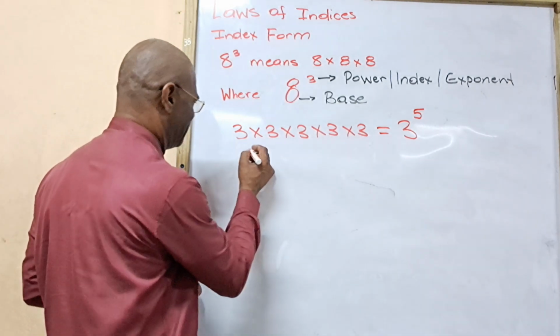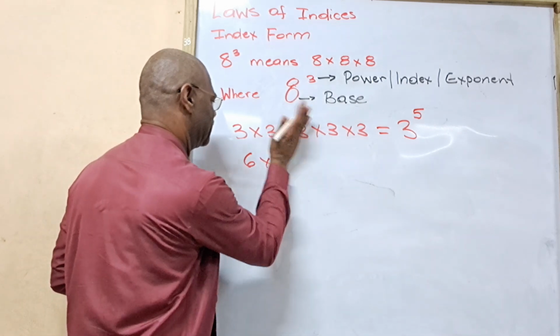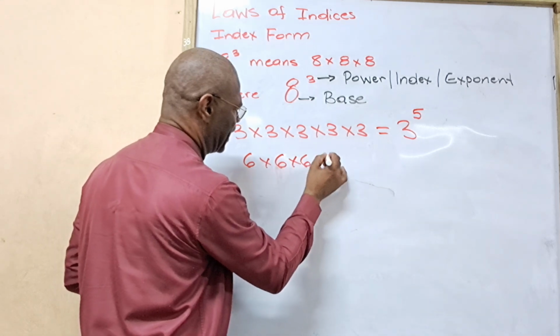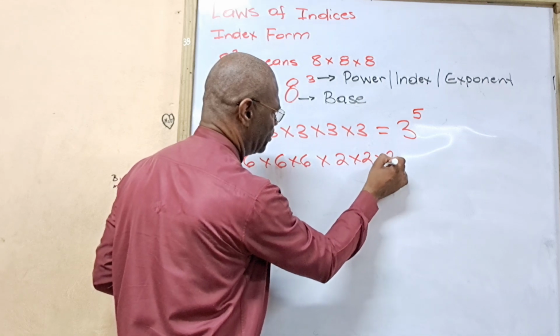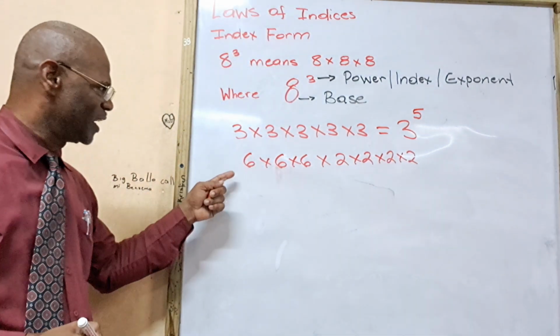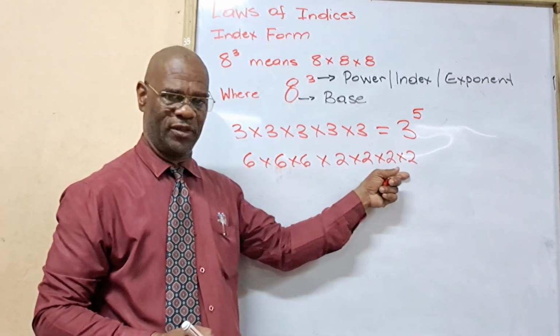Now let's say we have 6 times 6 times 6 times 2 times 2 times 2 times 2. Now what do we have here? Now notice that we have different bases. In this case we have 6 and we have 2.